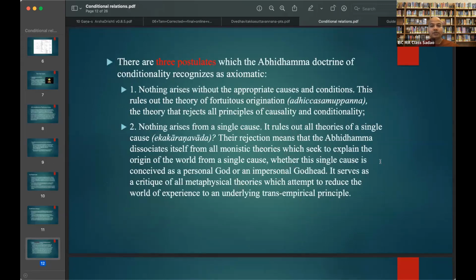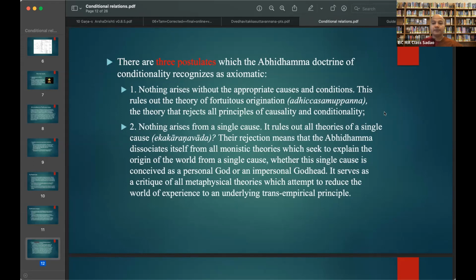There are three postulates which the Abhidhamma doctrine of conditionality recognizes as axiomatic. So three principles. One, nothing arises without the appropriate causes and conditions. So notice this term: not just causes and conditions, but appropriate causes and conditions. This rules out the theory of fortuitous origination, adhicca samuppanna. Things happening abruptly, that is denied. The theory that rejects all principles of causality and conditionality. Those who uphold this theory say that there is no causal connection, anything can happen anywhere.